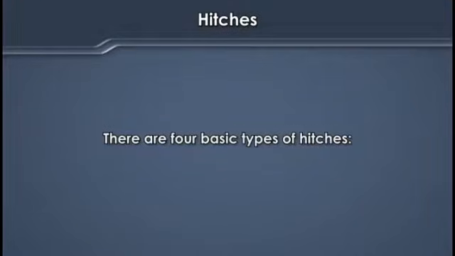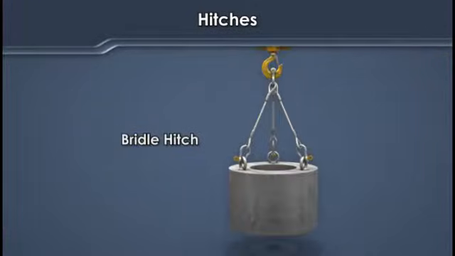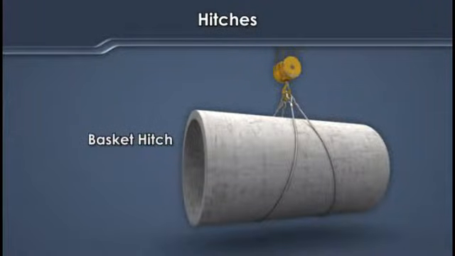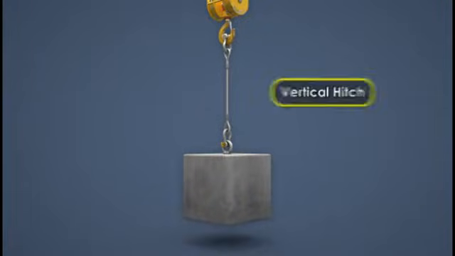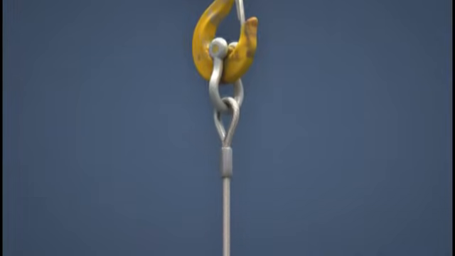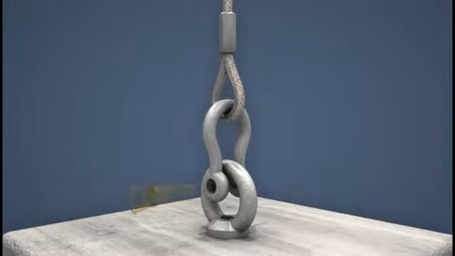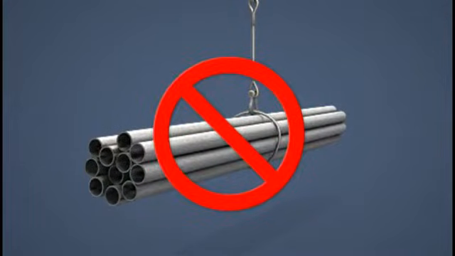There are 4 basic types of hitches: the vertical hitch, the bridle hitch, the choker hitch, and the basket hitch. The following sections will describe these hitches in more detail. The vertical hitch is the most straightforward hitch. It connects directly from the load block to the load. This type of hitch is best used with a shackle attached to an eye bolt or lifting eye. A vertical hitch should not be used for lifting loose materials or loads that are difficult to balance.